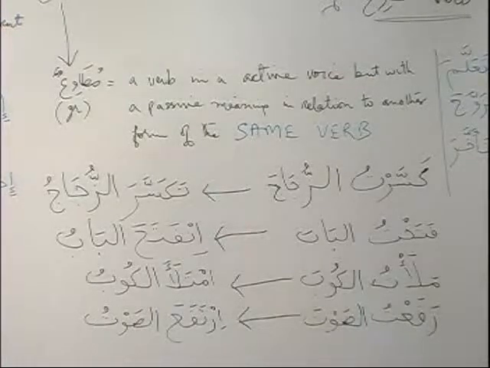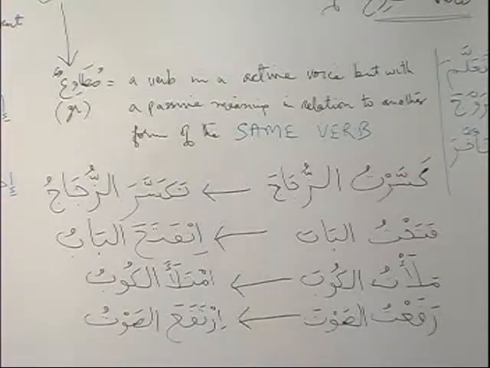I have written another, which is the relationship between form 1 and form 8. Malatul kuba, I filled the cup. And in form 8, what will happen? Imtala kubu. Kubu, fa'il. The cup was filled. The same thing is rafatu thauta, I raised the voice. In form 8, it will become irtafa sautu. The voice was raised, you know. So, in all these things, the fa'il, which is 2, gets eliminated, which is omitted. Are you with me?